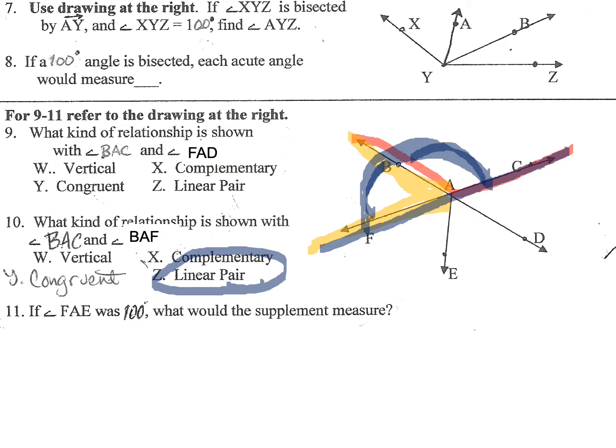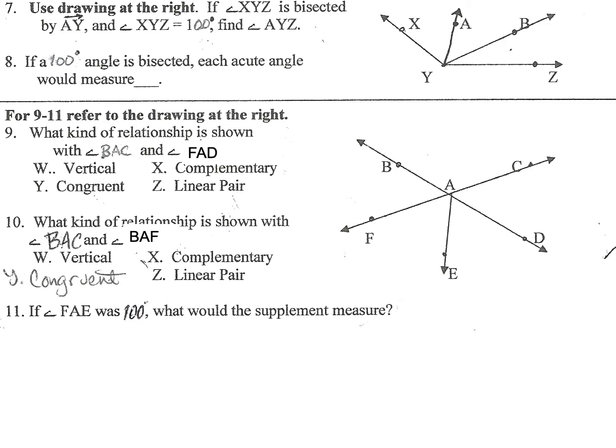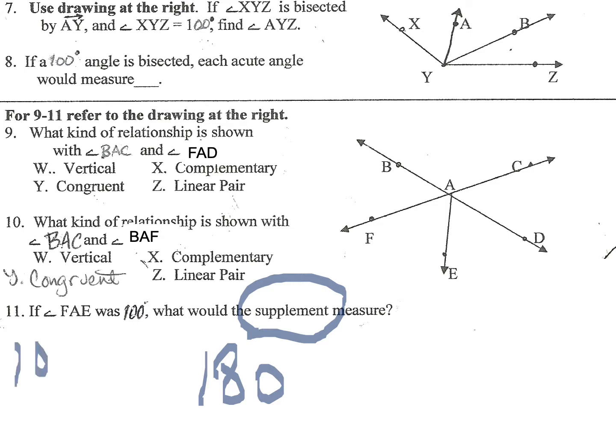All right, and then finally, if FAE is 100, what would the supplement measure? You don't even need to look at the drawing. If FAE is 100, supplement means, we just talked about it, 180. You got 100 with one of them. What else does it need to make 180? That 100 plus something is going to make 180, so we need 80 degrees.